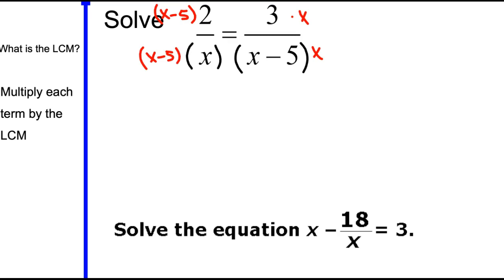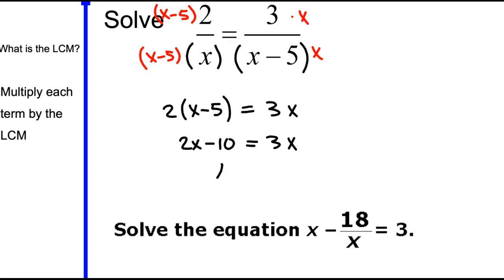So now clean that up a little bit. I have 2 times x minus 5 is equal to 3 times x. That's going to be 2x minus 10 equals 3x, and x equals, what, negative 10. Is it okay for x to equal negative 10? Does that make any denominator 0? Nope, it's okay, so I can leave that.